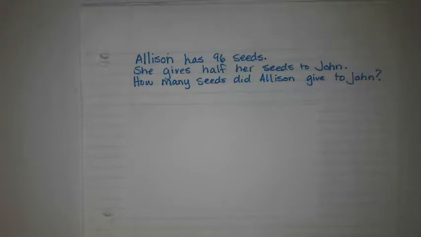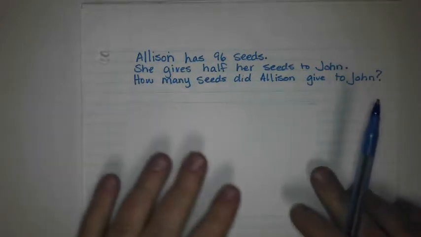So I got an email from teachers today about a student's solution to a problem and wanted to explain why it works. So here's the problem that the teacher gave to their students. Allison has 96 seeds. She gives half her seeds to John. How many seeds did Allison give to John?